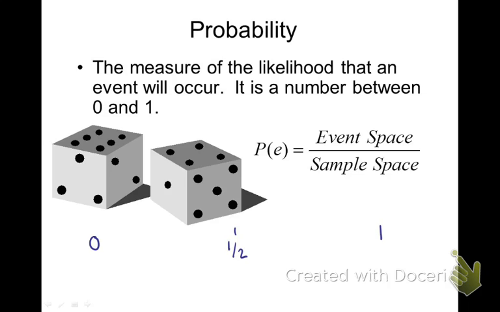This formula, P of E equals event space divided by sample space, is the probability of an event occurring. It is equal to the event space divided by the sample space. Sample space, of course, is everything.